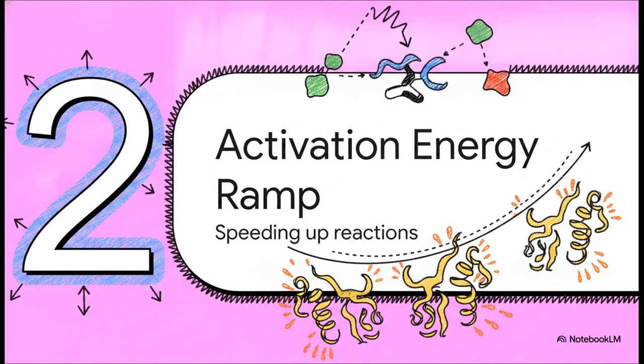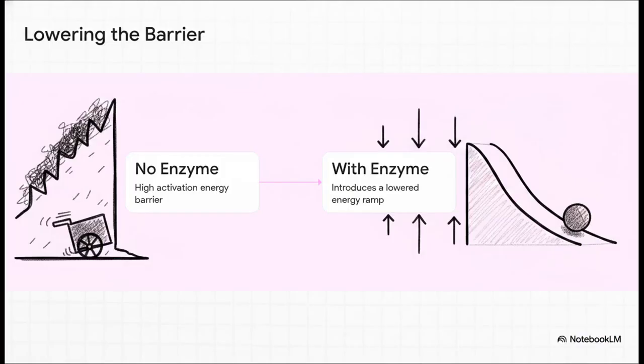Section 2. The activation energy ramp. Now, this brilliantly illustrates the physics of how they actually work. Think about activation energy. In step 1 here, without an enzyme, notice that massive hill? That's a high activation energy barrier. It's literally like trying to push a heavy cart over a steep wall. It takes a ton of initial energy just to get the reaction started.